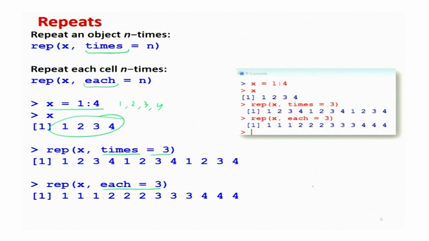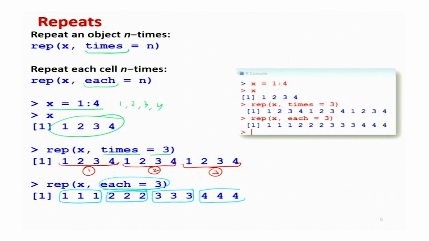When I use the option times, you can see this is the repetition 1 time, 2 times and 3 times. So the entire sequence is repeated 3 times. Now I use the option each, like this, each equal to 3. So now what will happen: the element in the first cell of the data vector, which is 1, is going to be repeated 3 times. 1 is repeated 3 times, 2 is repeated 3 times, 3 is repeated 3 times and 4 is repeated 3 times. So you can see this is how their outcomes differ, and this is the screenshot of the same operation.